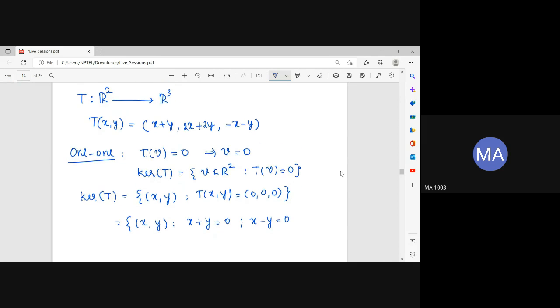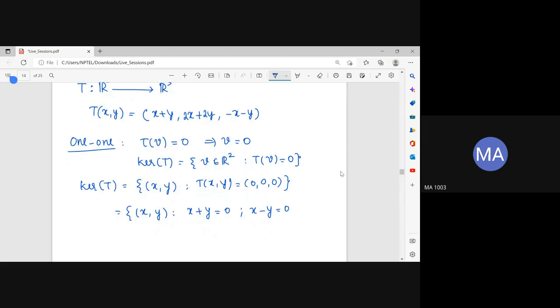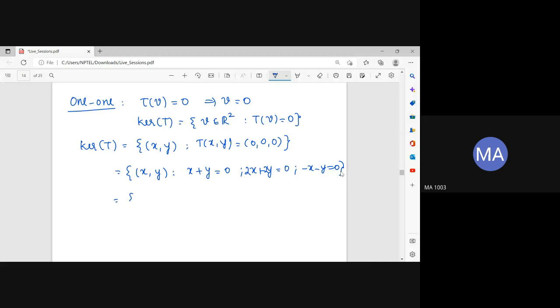Okay, this looks complicated, but it is simple. Let's do this. x plus y is equal to 0, 2x plus 2y is equal to 0, minus x minus y is equal to 0. So what do we get from here? All three equations are the same, right? Yes, ma'am. So we get x is equal to minus y from everything.